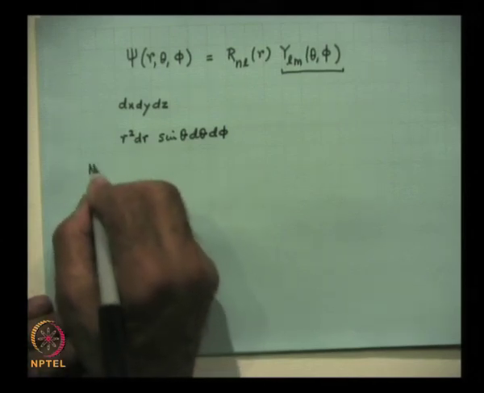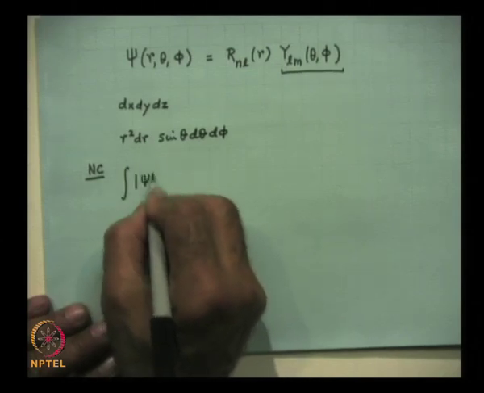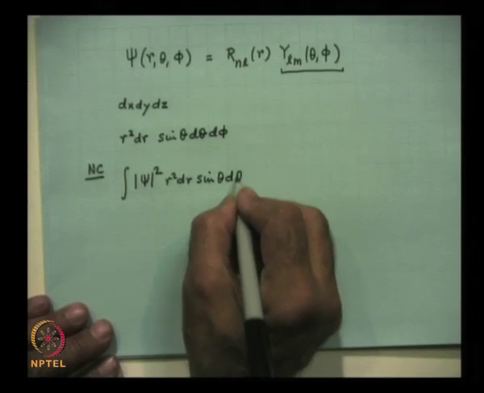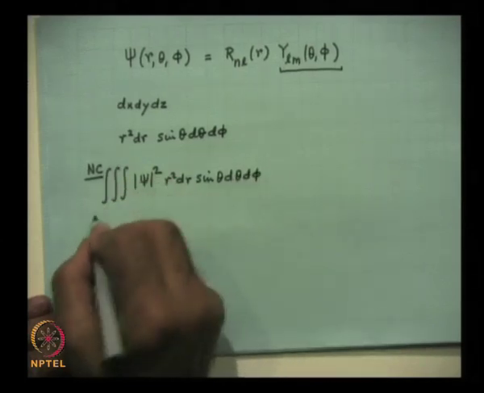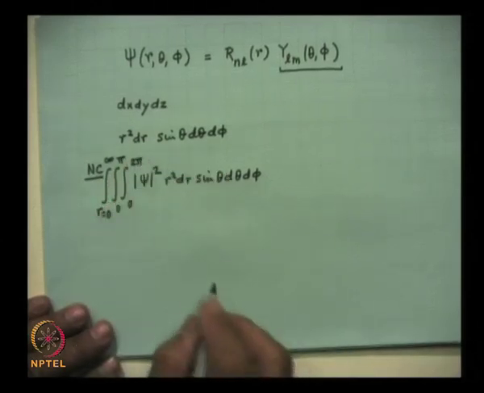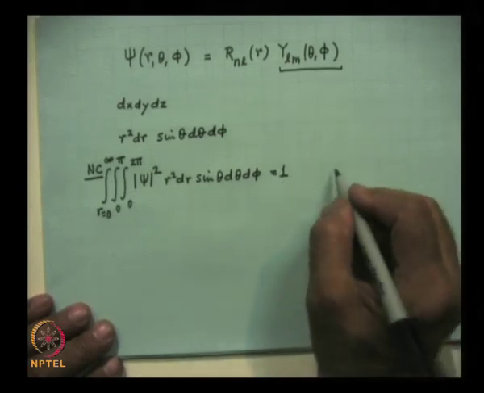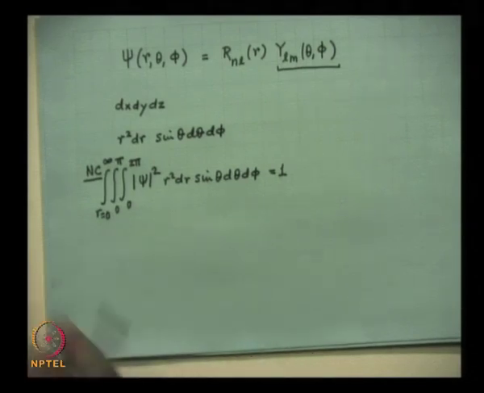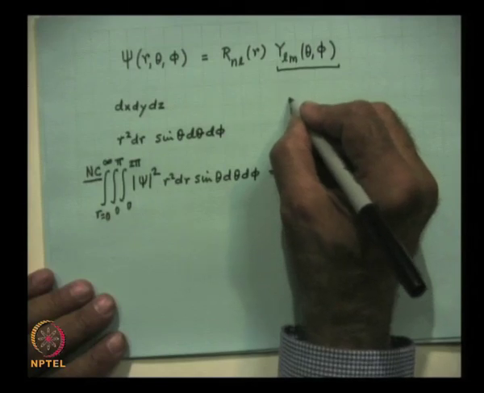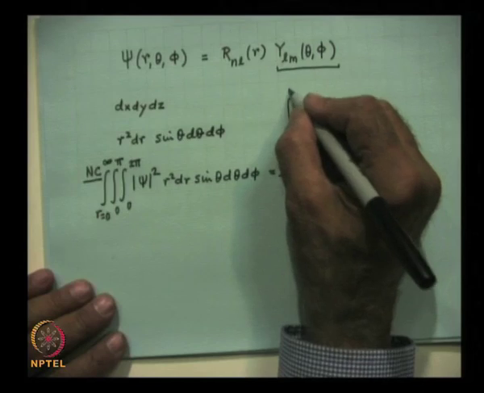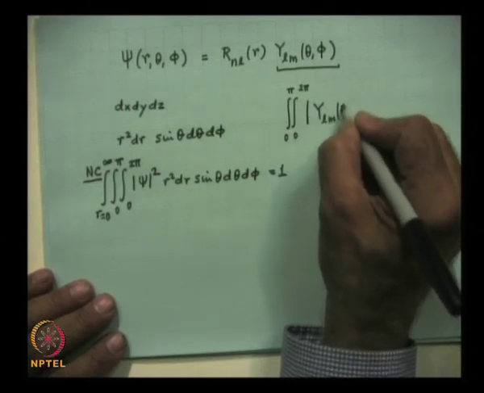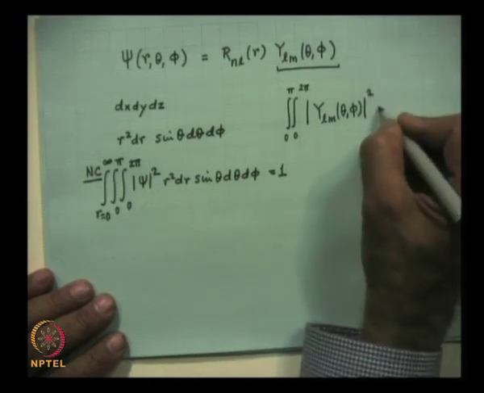So, the normalization condition is the triple integral of mod psi square times the volume element r square dr sin theta d theta d phi, where r goes from 0 to infinity, theta goes from 0 to pi, and phi goes from 0 to 2 pi. This must be equal to 1. This is the normalization condition. So, if I take the r part outside, the normalization condition for the spherical harmonics is the integral with theta going from 0 to pi and phi going from 0 to 2 pi of modulus of Y L m theta phi square sin theta d theta d phi.